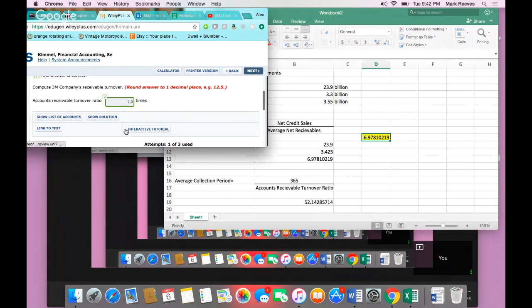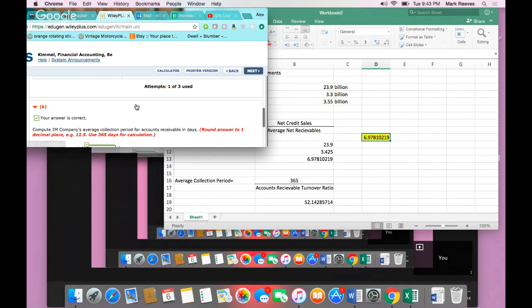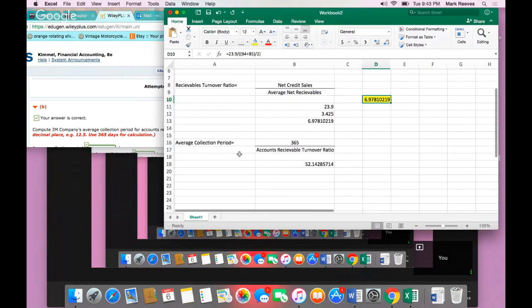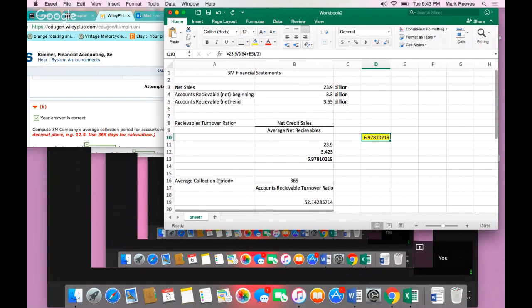From there, the next question is to calculate 3M Company's average collection period for accounts receivable in days. So the formula is the average collection period equals 365 divided by the accounts receivable turnover ratio. I used the number that we'd gotten before, not the 6.97, but instead the total number 7, since that was what it had asked for.